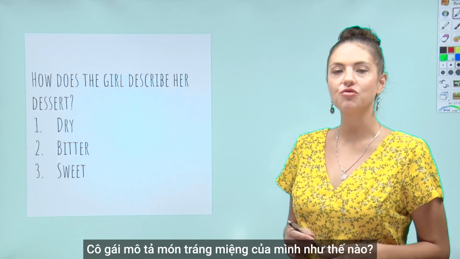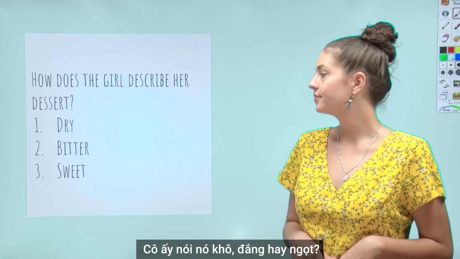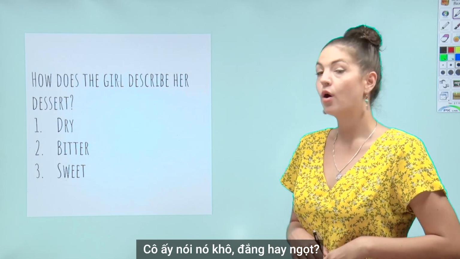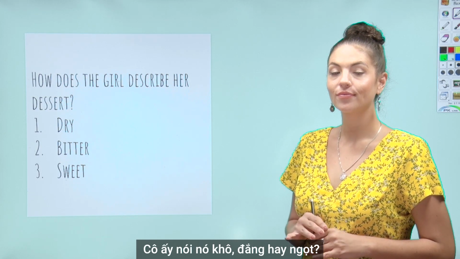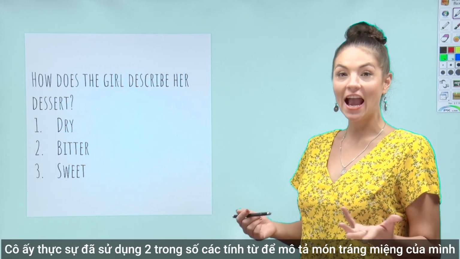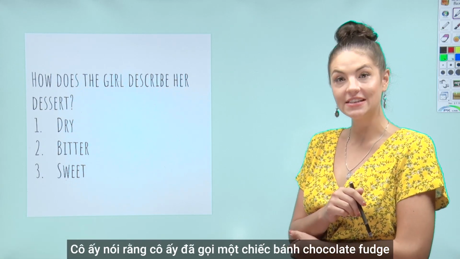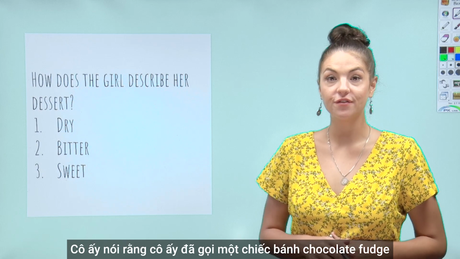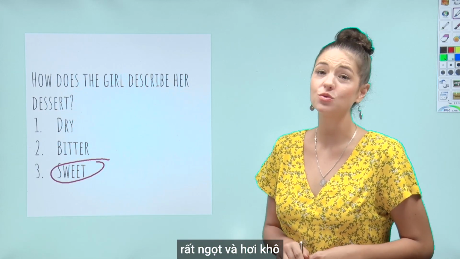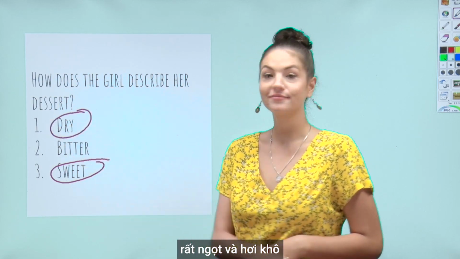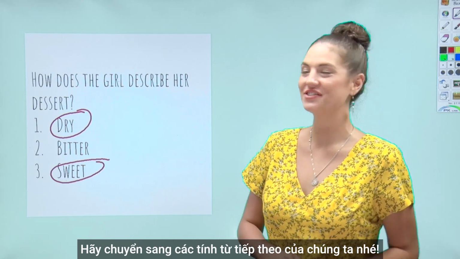How does the girl describe her dessert? Does she say it's dry, it's bitter, or it's sweet? She actually used 2 of the adjectives to describe her dessert. She said she ordered a chocolate fudge cake that was very sweet and a little dry. Let's move on to our next adjectives.